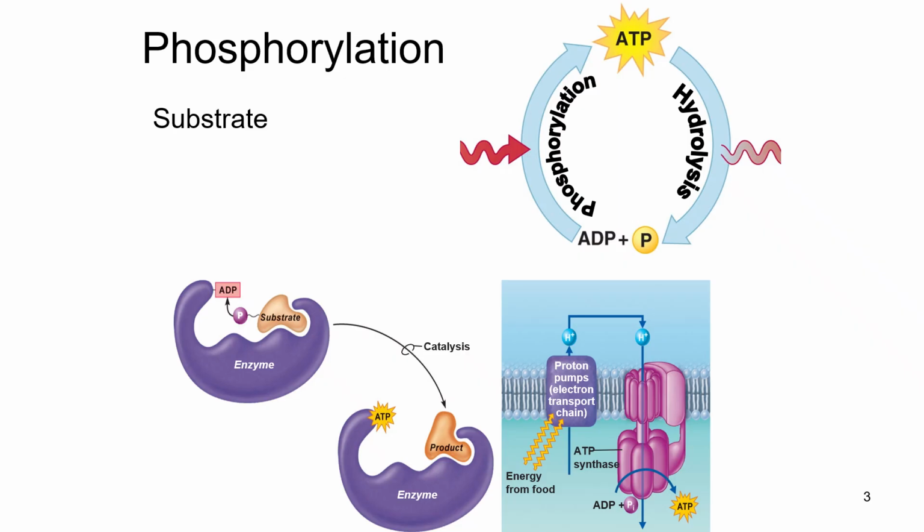Substrate phosphorylation occurs with an enzyme, and it makes very little ATP, not enough to power many eukaryotic cells. Oxidative phosphorylation uses oxygen and a specific enzyme called ATP synthase, which is embedded in the inner membrane of your mitochondria. And this process makes a lot of ATP very quickly. The final type, photophosphorylation, uses light, and it's discussed with photosynthesis in the next module.